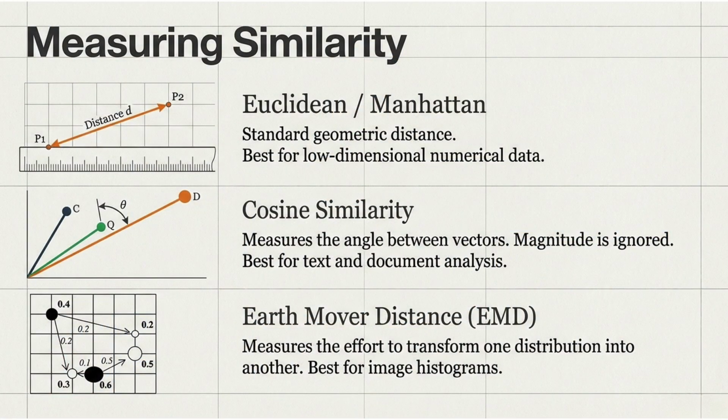In machine learning, measuring similarity helps us understand how close or different two data points are. Euclidean and Manhattan distances are geometric measures, ideal for low-dimensional numerical data. Cosine similarity focuses on the angle between vectors, ignoring magnitude and emphasizing direction. Earth mover's distance, or EMD, measures how much effort it takes to transform one distribution into another. The way we define nearness directly influences how our model behaves and makes decisions.